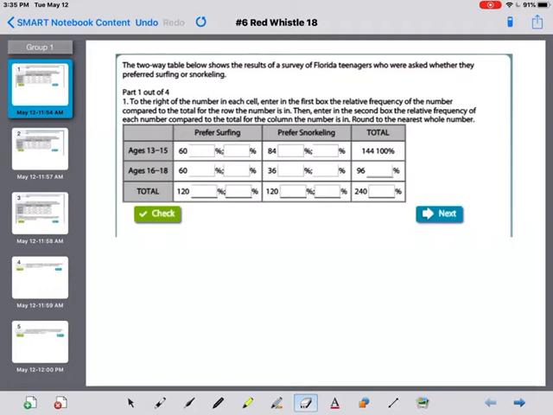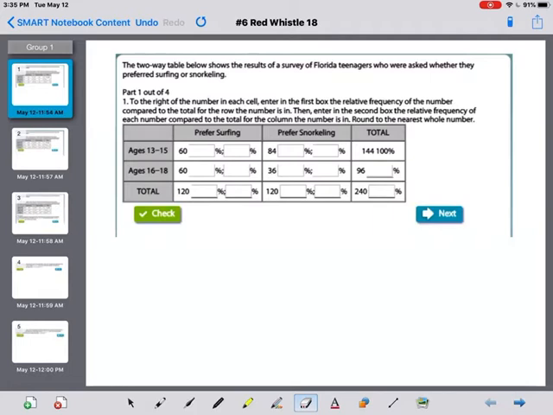So it says the two-way table below shows the results of a survey of Florida teenagers who were asked whether they preferred surfing or snorkeling. And this is part 1 out of 4. There are 4 parts to this question, so just make sure after you do each part, you hit check and not next, because you need to complete all 4.